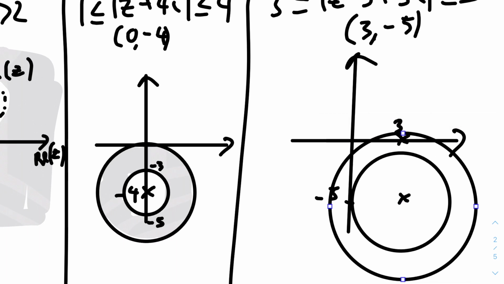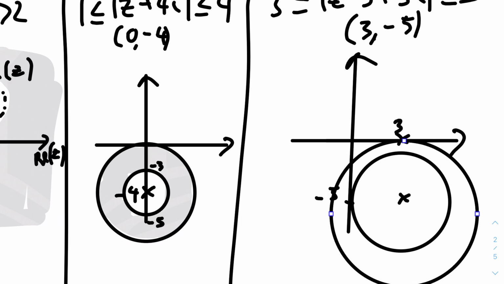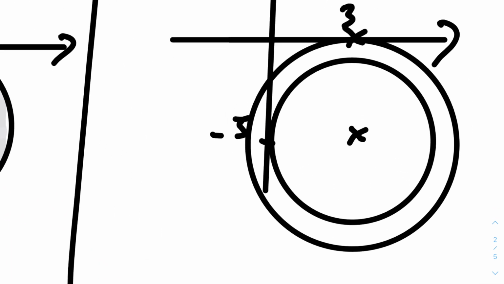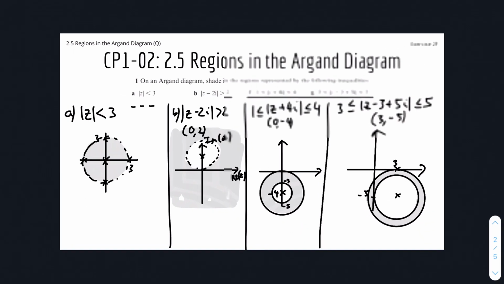It's a bit out of proportion, but let me just draw it better. So this is what it looks like. We have to shade the region that is between 3 units away from the center and 5 units away from the center. So just like just now, we shade the region between those two, which is this region here. And then shade it in. And that is the region, and that's the answer.